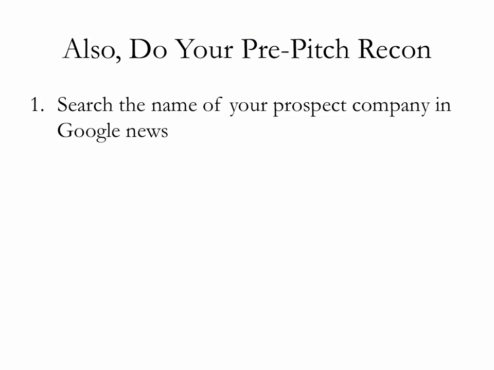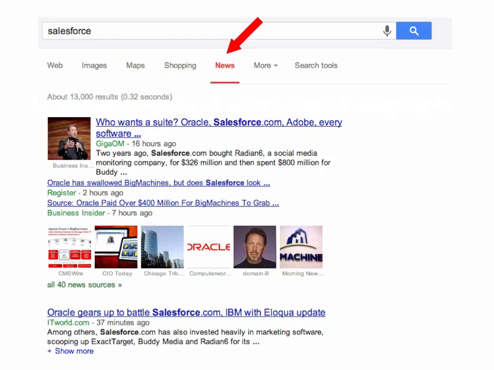First place to go is Google News. You want to search the name of the company you're about to talk to in Google News. And if you're not familiar with Google News, it's basically a facet of Google search that allows you to surface the most recent content produced on the internet about a particular keyword. So in this instance, I searched Salesforce, and you'll see in the results the most recent news articles on Salesforce.